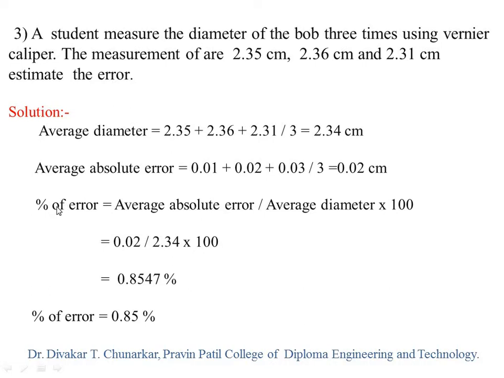So our formula for percentage error is average absolute error upon average diameter into 100. So average absolute error is 0.02 upon 2.34 into 100. So our answer is 0.85. This numerical problem, I will revise this. This problem I took previously.